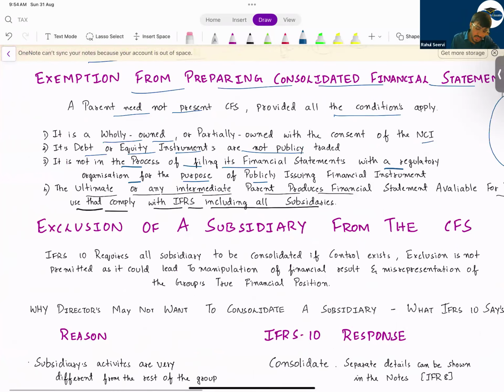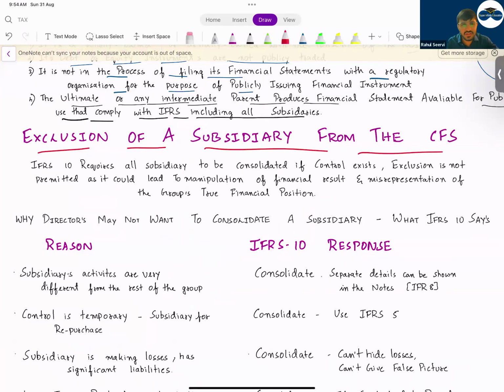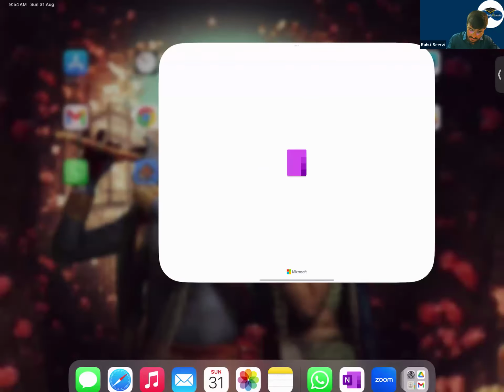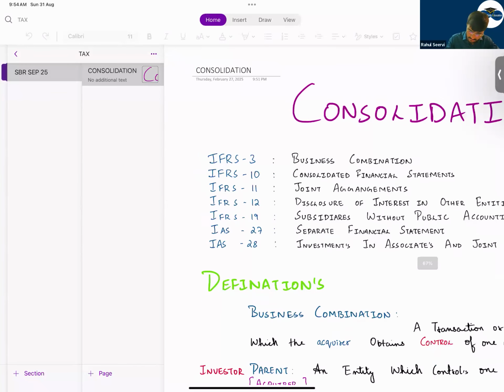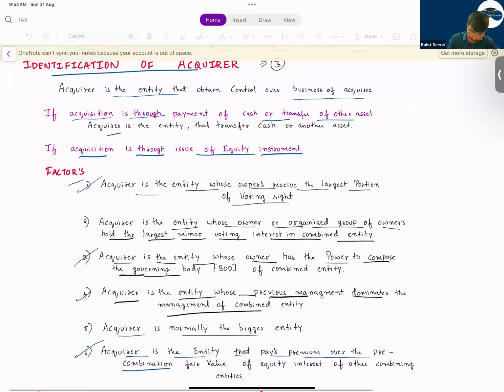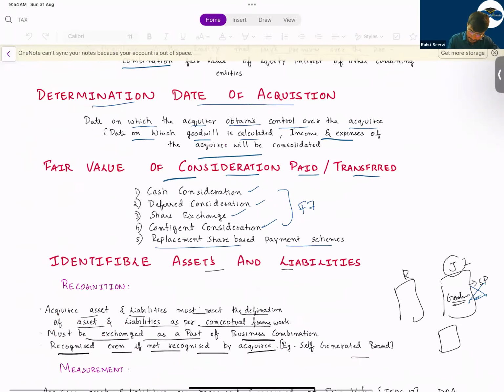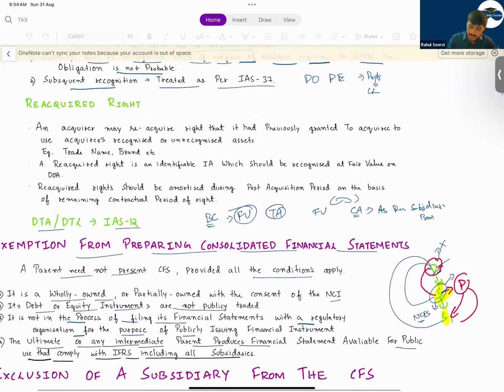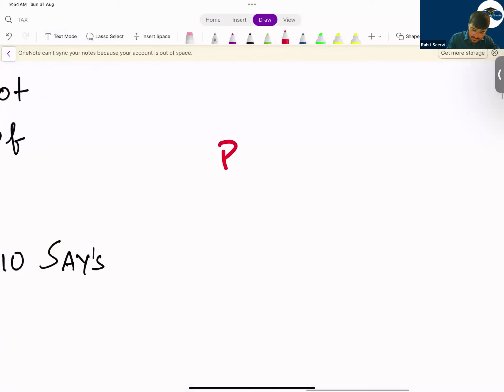The next one, exclusion of a subsidiary from consolidated financial statements. One more question which comes for 3 to 4 marks. Now what can happen? So see here now. Exclusion of subsidiary. What will happen sometimes? This is the parent company. This is a subsidiary company. Now, the parent company has control over this.